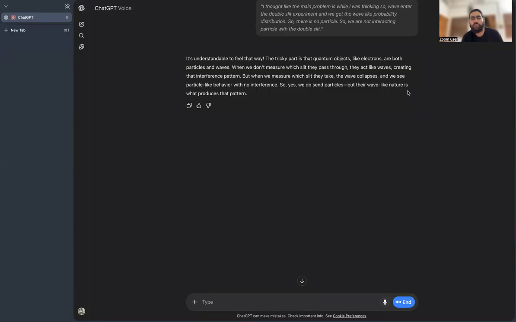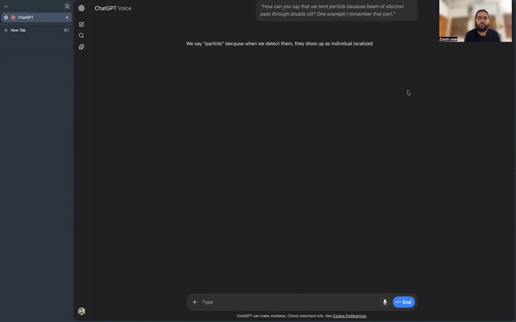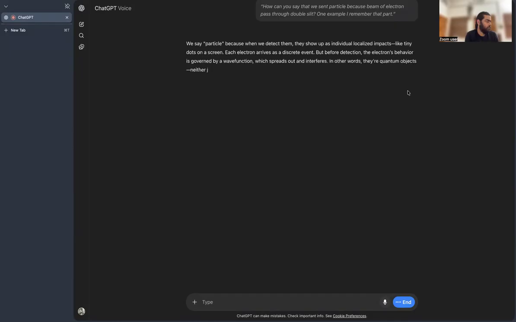How can you say that we send particles? Because a beam of electrons passes through the double slit. That's one example, I remember that part. We say particle because when we detect them, they show up as individual localized impacts, like tiny dots on a screen. Each electron arrives as a discrete event. But before detection, the electron's behavior is governed by a wave function, which spreads out and interferes. In other words, they're quantum objects, neither just a particle nor just a wave, but something that acts like both, depending on what we look for. The double slit experiment reveals that duality in a beautifully puzzling way.